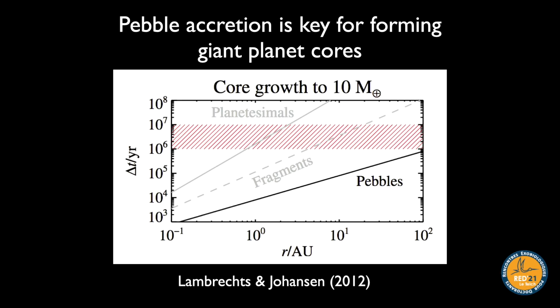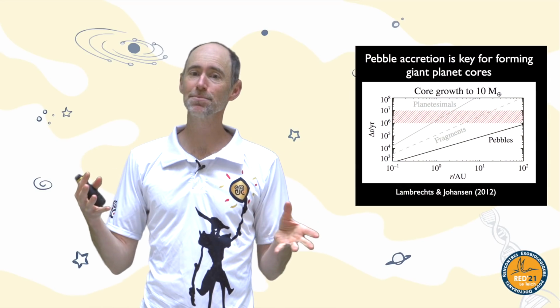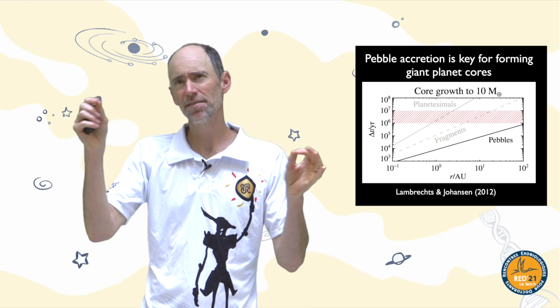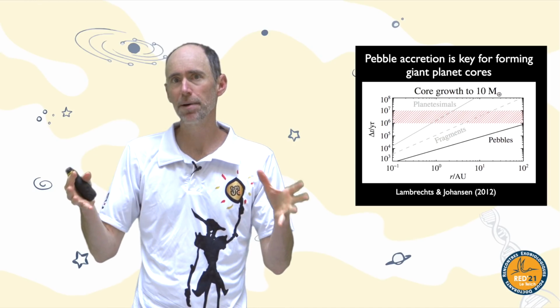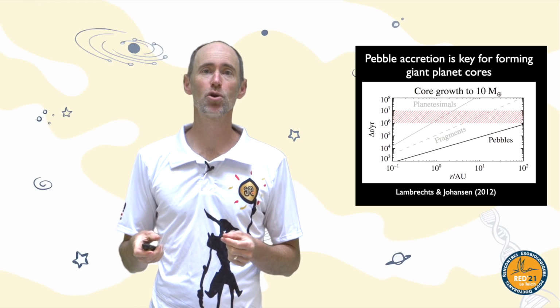There are some assumptions that go in here, but the key point is that it takes a lot more time to form a core out of planetesimals than out of pebbles. We know that disks only last for a few million years, and pebble accretion can explain how big cores form within that time frame, whereas planetesimal accretion cannot. So this is a key reason that, in addition to connecting the dots in a smoother way, we like pebble accretion as a process that's very important for forming giant planet cores.